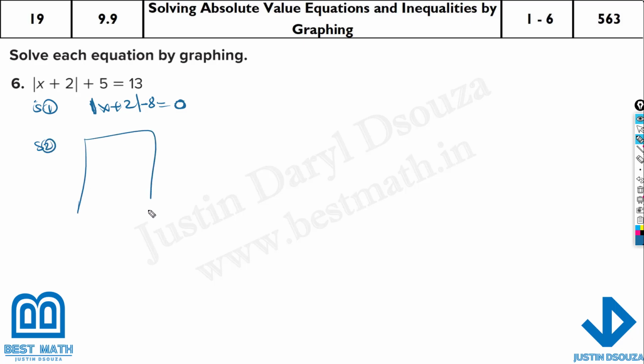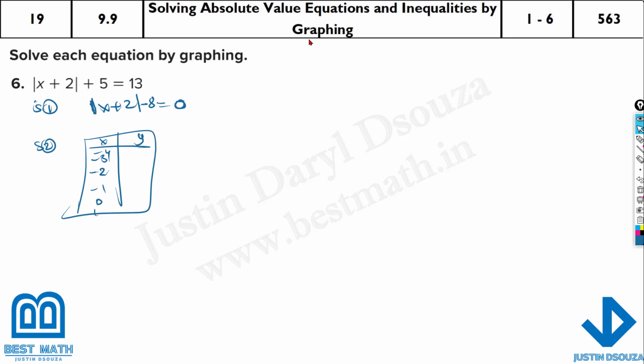Step 2 would be the table of values. What will be the center? It will be minus 2. Why? Because x plus 2 is equal to 0. x is equal to minus 2, minus 3, minus 4. Here will be minus 1, 0, and you can write 1. x, and what are the y values? Just put this in the calculator.